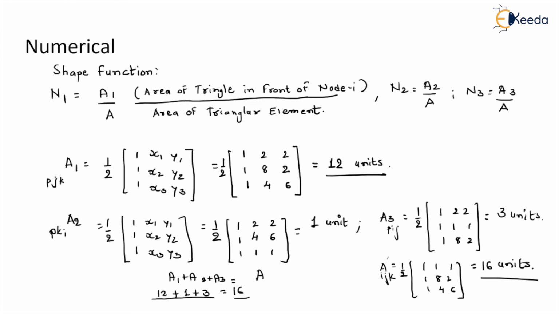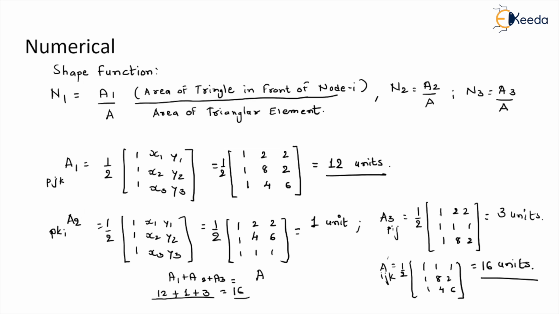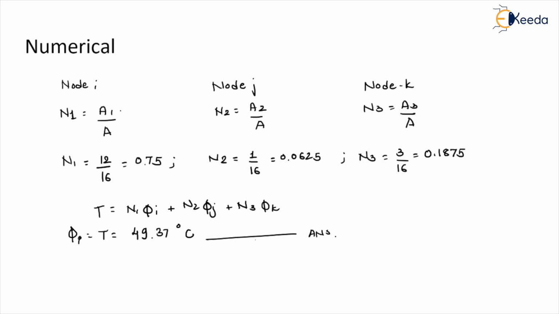So let's have a recap. First we defined the shape function. By the intermediate method we converted it into the area method. Then we found the value of the shape function by putting the values of area. After that we calculated the shape function value at each individual node, and by putting the individual node shape function values in the main equation we can find the field variable.